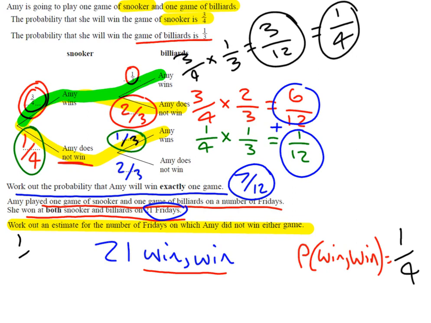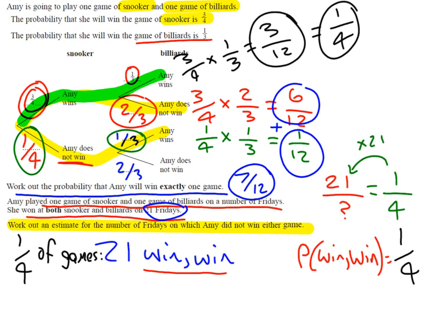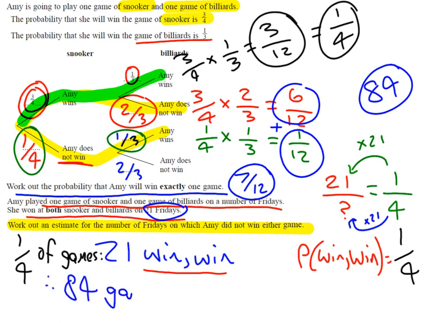Okay? So that means a quarter of the games is 21. The basic question is: 21 over what is the same as a quarter? Well, this is times up by 21, so we have to times up by 21 to get them the same. So it's going to be 4 times 21: double it, 42, double again, 84. So 84 is the answer for how many games in total. But you're not asked for how many games in total.